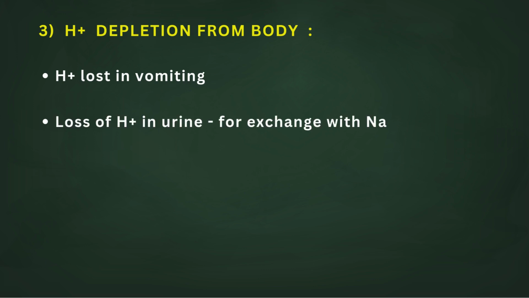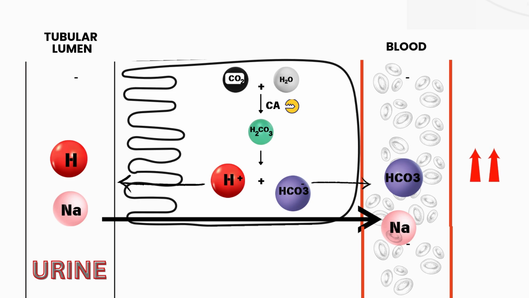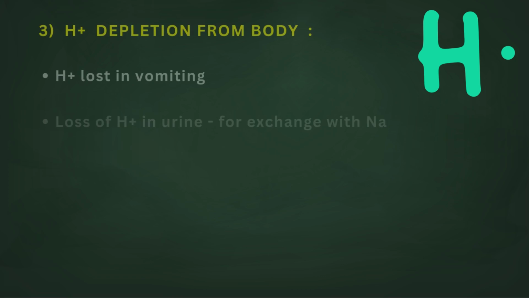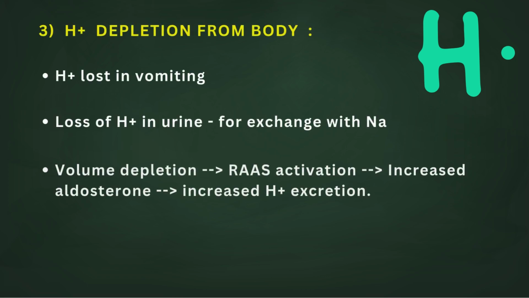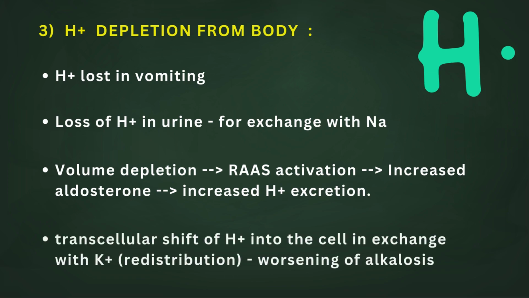There is also significant hydrogen depletion from the body. The causes include: number 1, H plus is lost in the vomiters as it is a chief component of gastric juice. Number 2, there is loss of H plus in the urine as more H plus is excreted in exchange to sodium absorption. Number 3, there is volume depletion, hence there is renin angiotensin aldosterone system activation, which leads to increased aldosterone levels, which further increase the hydrogen ion excretion. All these mechanisms further increase the metabolic alkalosis.